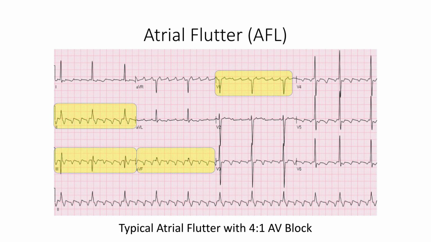And in the boxes, here's an example of the inferior leads, 2, 3, and aVF, with the downward sawtooth waves, and then the upward portion of the sawtooth wave in lead V1.